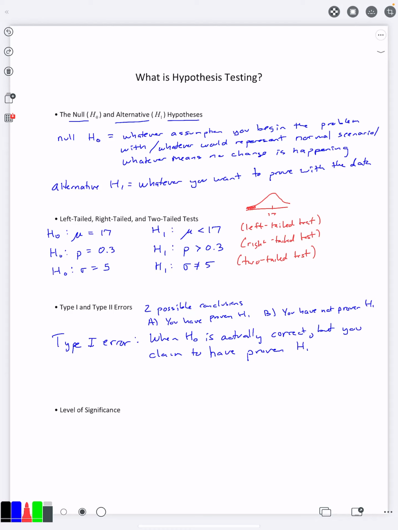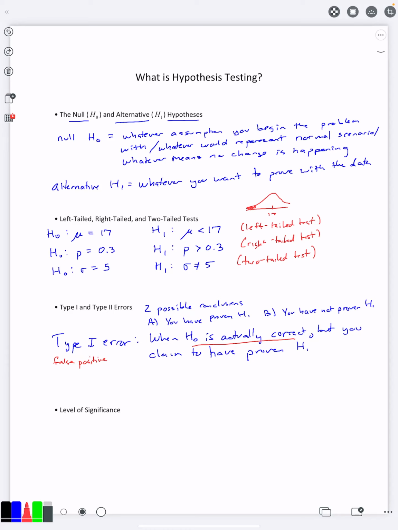And the way I think really makes more sense for people is thinking about, let's say you're testing for a disease here. So if you're testing for a disease and your H0 is actually correct, that means you are not sick, but the test is claimed to have proved that you are sick. So this is what we call a false positive.